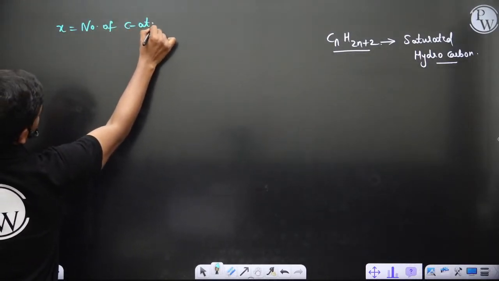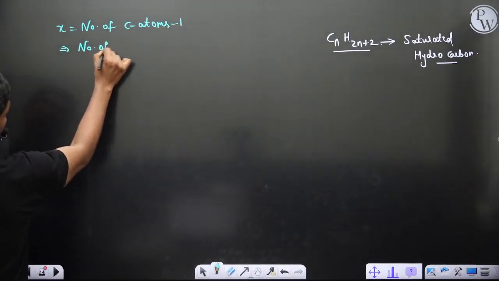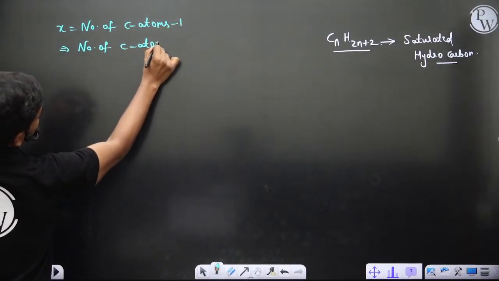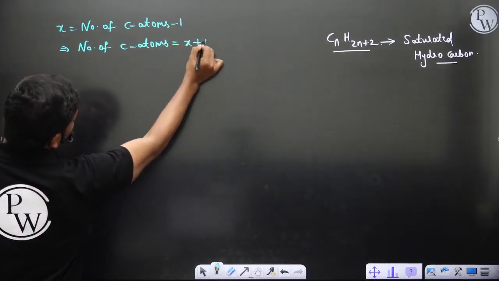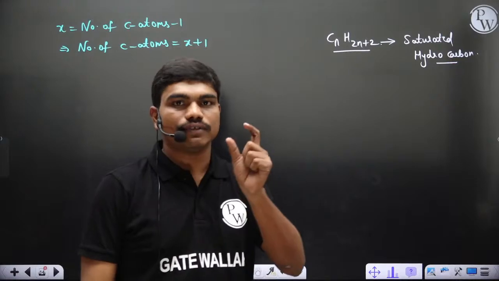Okay, so you have number of carbon atoms minus 1. So basically in a refrigerant, number of carbon atoms is equal to X plus 1. Correct? Yes or no? Because if you shift this minus 1 to the left hand side, you get X plus 1. So in a refrigerant, you have X plus 1 carbon atoms actually.